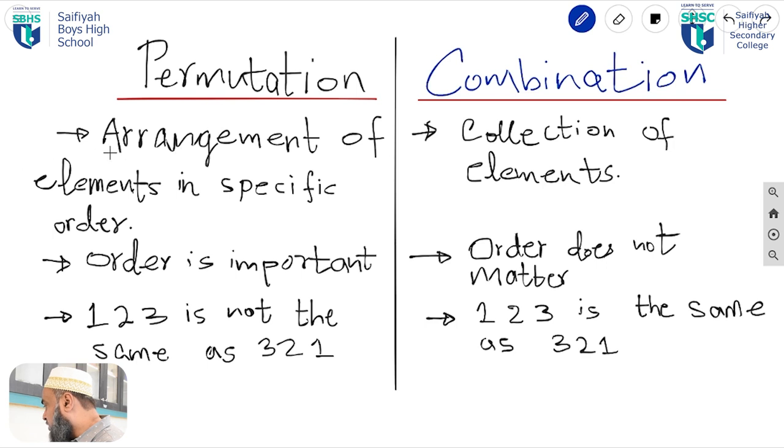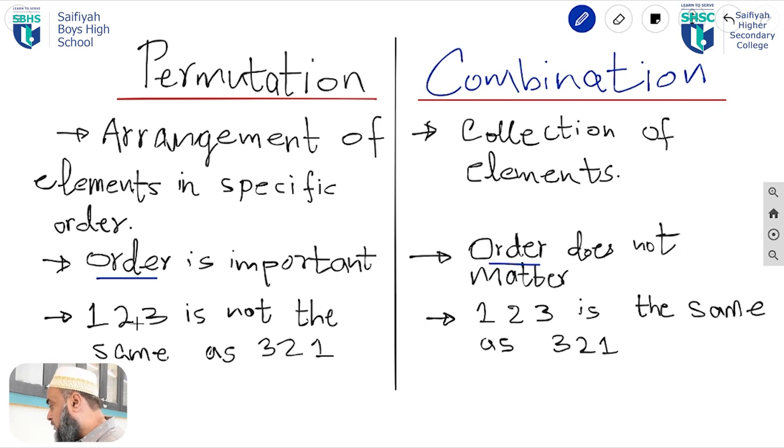Permutation is nothing but arrangement of elements in a specific order. When you arrange different elements, the elements can be letters of an alphabet, the elements can be numbers, but you have to arrange them in a specific order. That's permutation. While combination is just collection of objects. The main difference between permutation and combination is of order. In permutation the order is very important, while in combination the order does not matter at all.